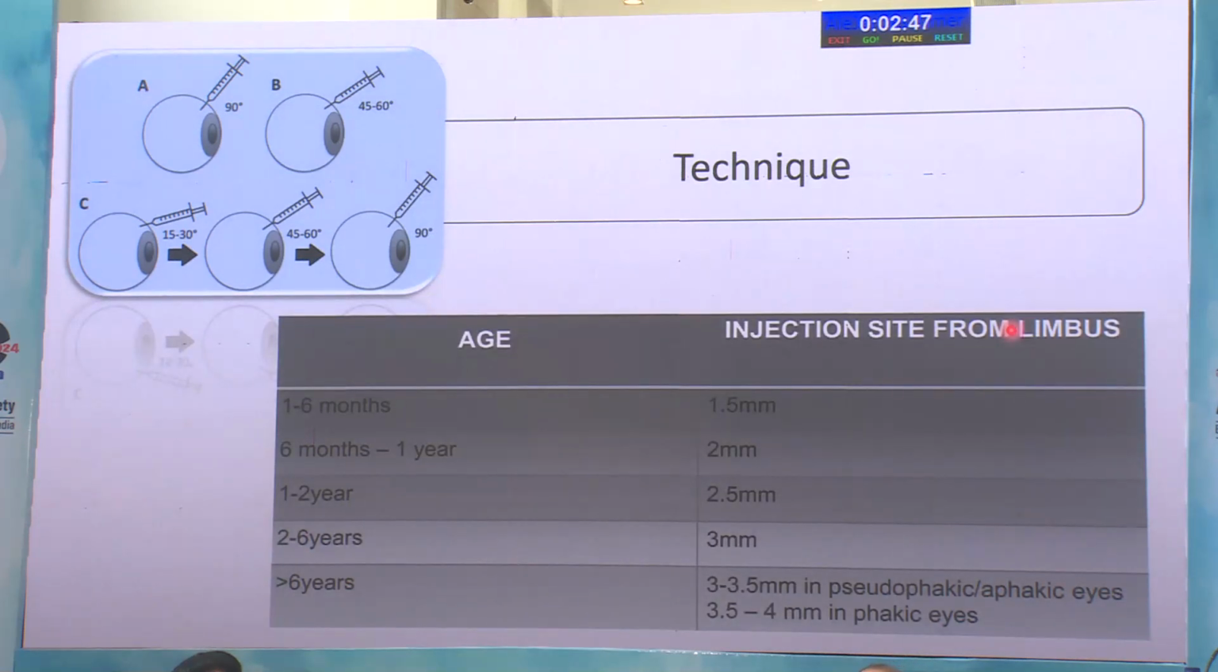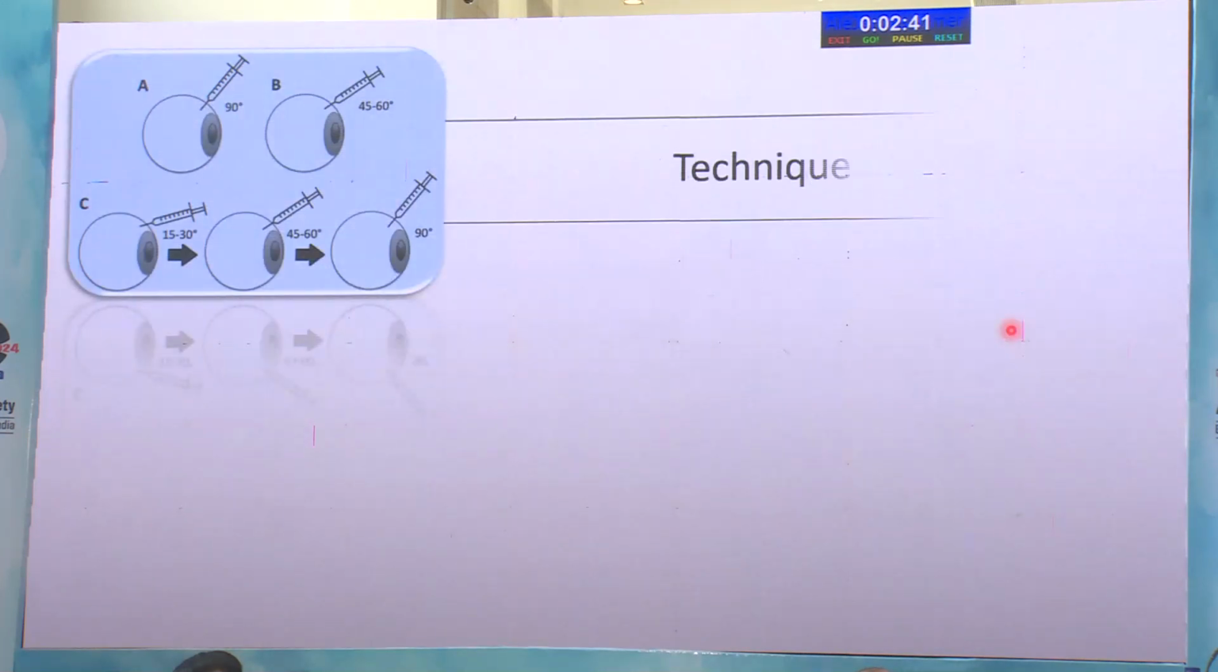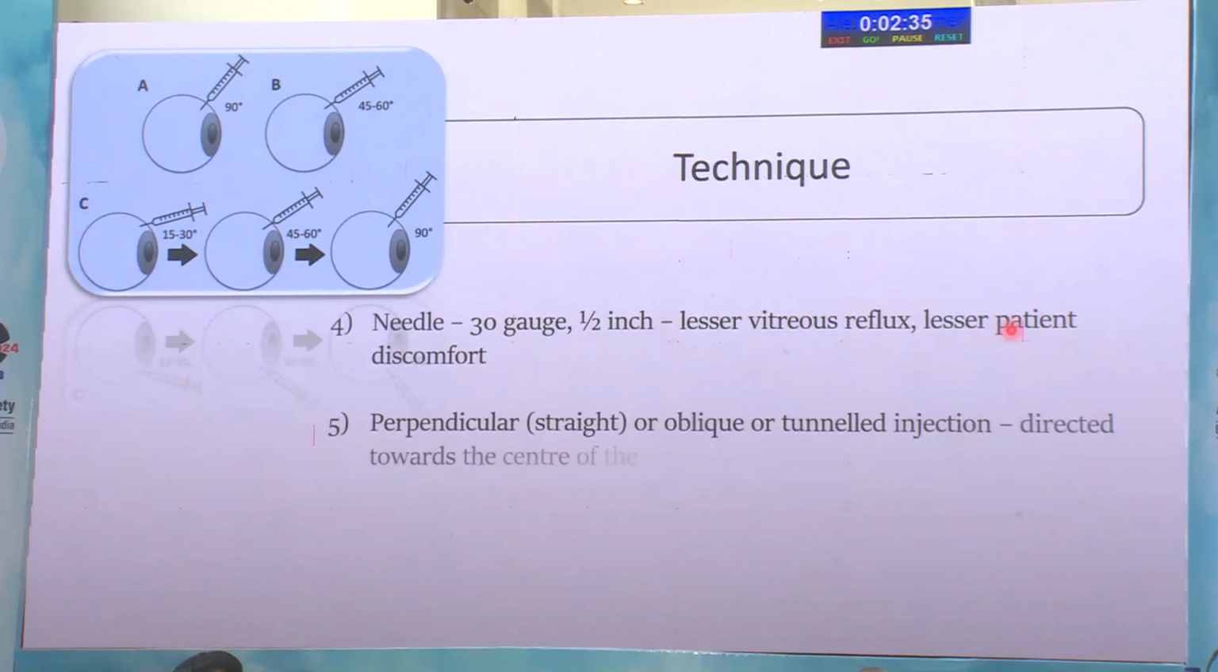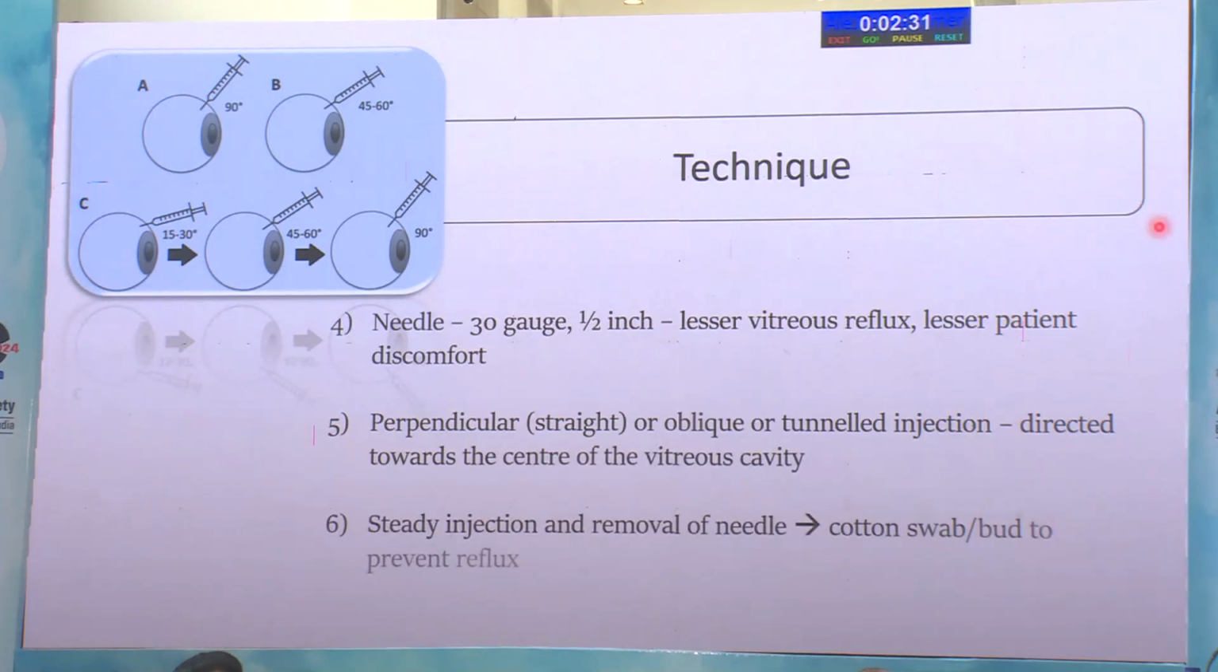Just a glance at the distance from the limbus: 3.5 mm in our cases, usually in adult pseudophakic patients. So the needle of choice would be a 30 gauge half-inch needle, which research has shown to cause lesser vitreous reflux and lesser patient discomfort.